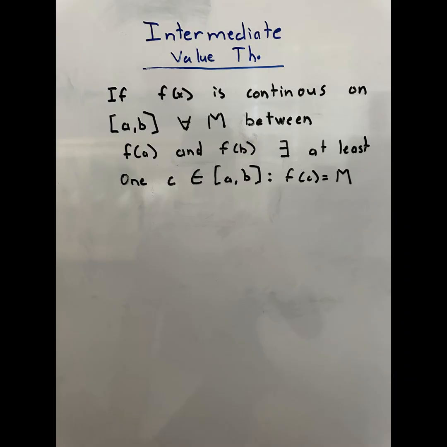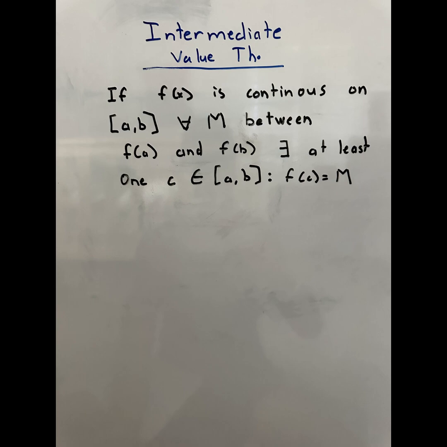This is the intermediate value theorem, or at least the exact writing. Now let's figure out how to decode this and what it actually means. So the intermediate value theorem is: if f of x is continuous on interval a to b, for all m between f of a and f of b, there exists at least one c in interval a to b such that f of c is equal to m.